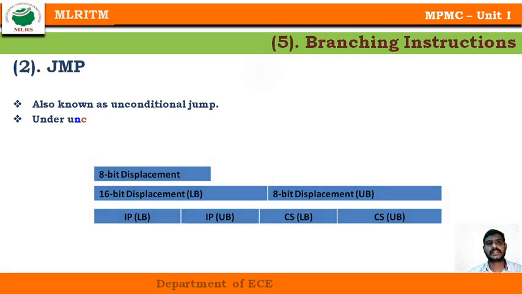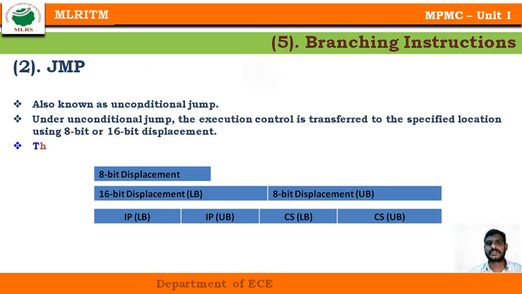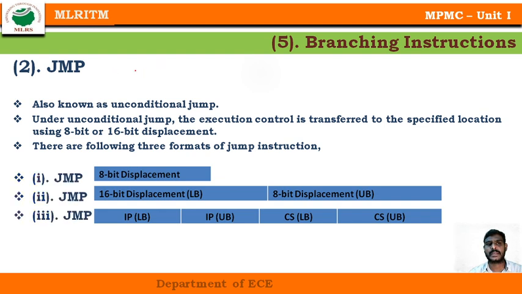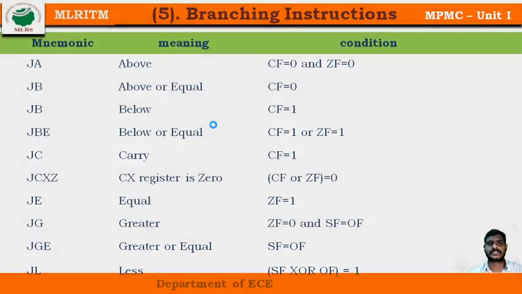So as I said, the unconditional jump instructions do not require any condition. When the name and address are indicated, it goes to that particular location. That may be an 8-bit or a 16-bit displacement or an IP address. So this is also an unconditional branch instruction which works similar to a call instruction.